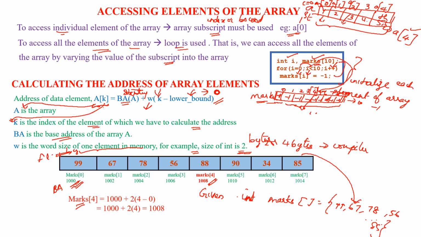So how will you calculate marks of 4? A of k is equal to, what is your base address? Base address is equal to 1000 plus size is equal to 2, because it is the type integer, we are assuming it has 2 bytes, into k, which index you have to find? Fourth index you have to find. Lower bound is 0. So 1000 plus 2 into 4, which is equal to 1008. So this is how you calculate using the formula, but you can directly calculate also if the base address is known, and you can see what your data type is and calculate it accordingly. Okay.